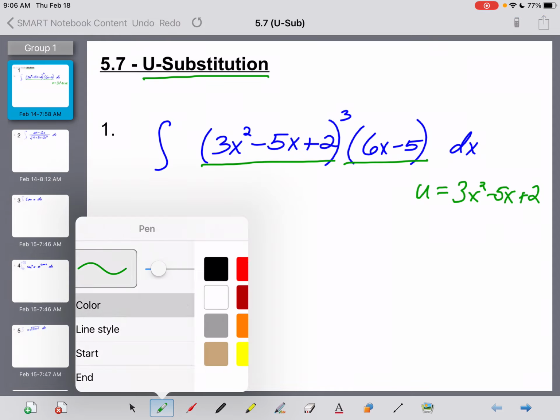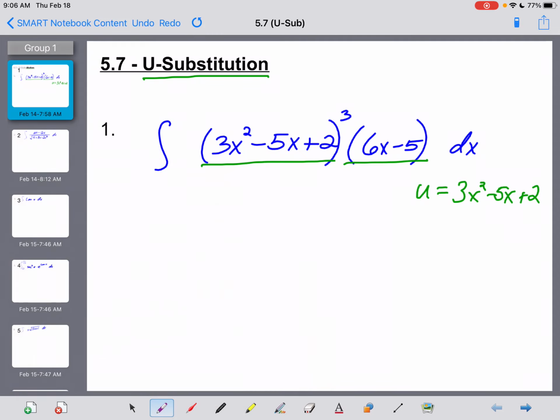So, humor me here, guys. Let's see where we're at now. This integral now is the integral of, and this entire first polynomial, this trinomial, the 3x squared minus 5x plus 2, we've replaced all that with a U. And U is still being cubed. So that is what we call our primary substitution right there, guys. That is what U is actually equal to. Now, what we still need to work on is what's called our secondary substitution.